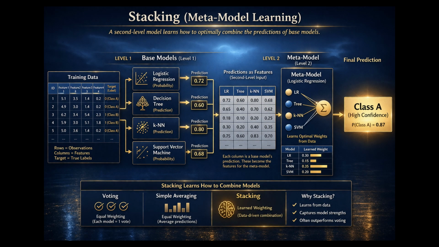Stacking goes one step further, training a meta model to learn the optimal way to weight the predictions of the base models, treating those predictions as input features for a second-level learner.